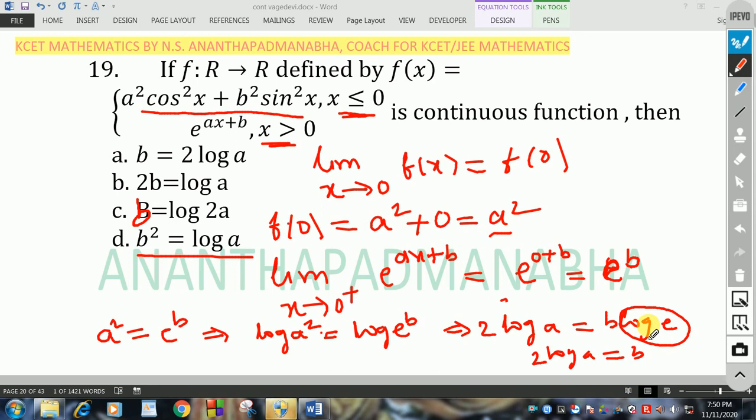Logarithm of any number to its own base is 1, and when the base is not mentioned, you can consider it as base e. Therefore log e is 1. Log e to base e is 1. So therefore b is equal to 2 log a. So option A is the right answer.